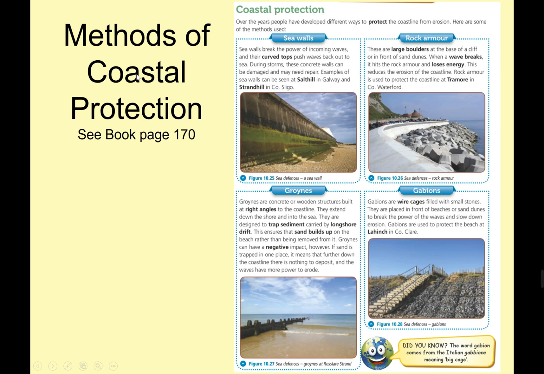And what I'd like you to do is, using this heading, transfer these short descriptions into your own hardbacks, okay? And what's really important is that you put in the locations. So seawalls are at Strand Hill, there's rock armour at Tramore, there's gabions at Lahinch, and there's groins at Rosslare. And indeed, if you know of any coastal areas that use these methods of protection, then you can use that as an example yourselves, okay? We'll come to that afterwards, and there will be a small assignment to do on this.